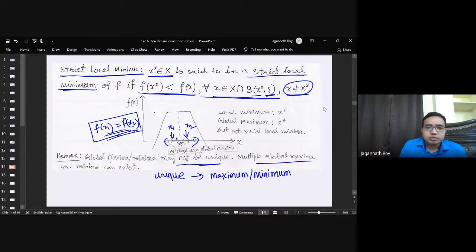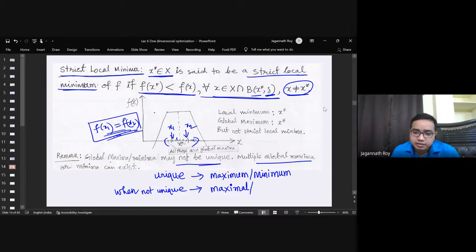But if there is more than one optimal point, not unique, we use the word maxima or minima to indicate there are maximal or minimal points, in the plural sense.